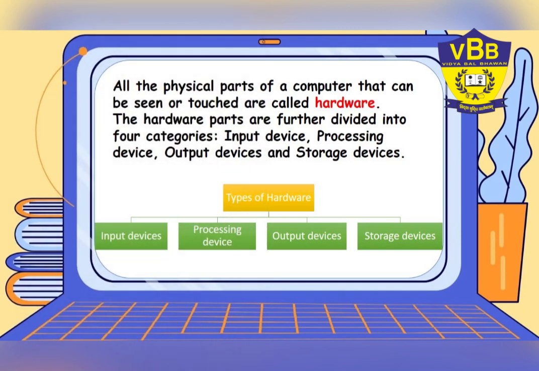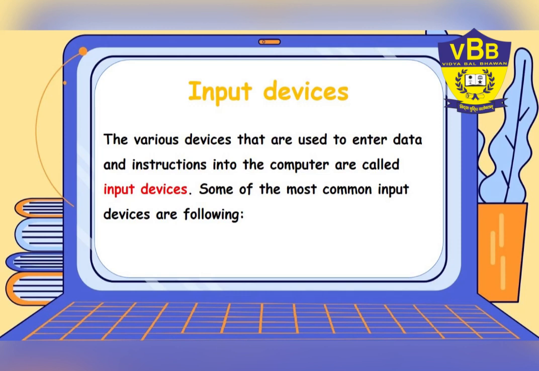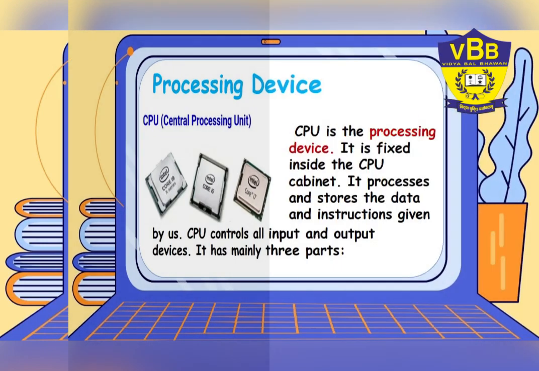So, we can say all the physical parts of our computer which we can see and touch are called the hardware. Further, hardware is divided into four categories. First one is input device, second one is processing device, third one is output device, and the fourth one is a storage device. Input devices are those devices which we use to enter the data and instructions into the computer. Some examples of input devices: keyboard, mouse, scanner, microphone, webcam.